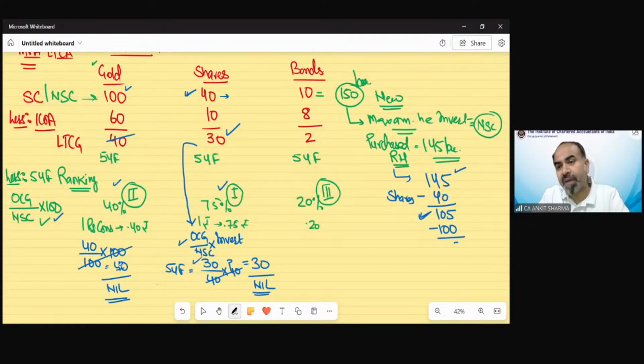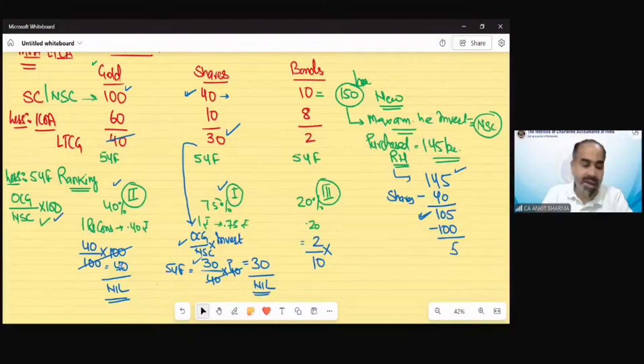Now I am left with 5. Coming to the third rank asset, that is the bond. Original capital gain is 2. Net sale consideration is 10. Now can you tell me how much I should multiply?